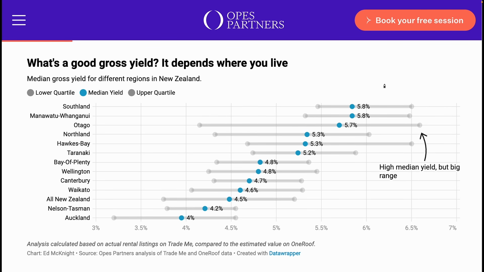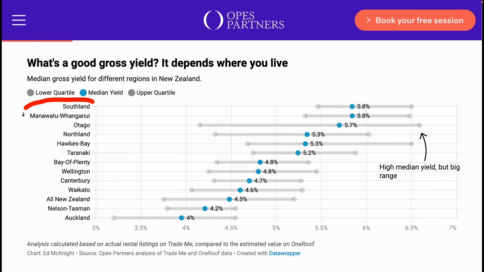Here's the other thing about averages. A third of Kiwis live in Auckland, which drags every national number toward whatever's happening in the big smoke, which is why national averages can actually mislead you into thinking that you're doing really well. So this is the chart I want you to screenshot.